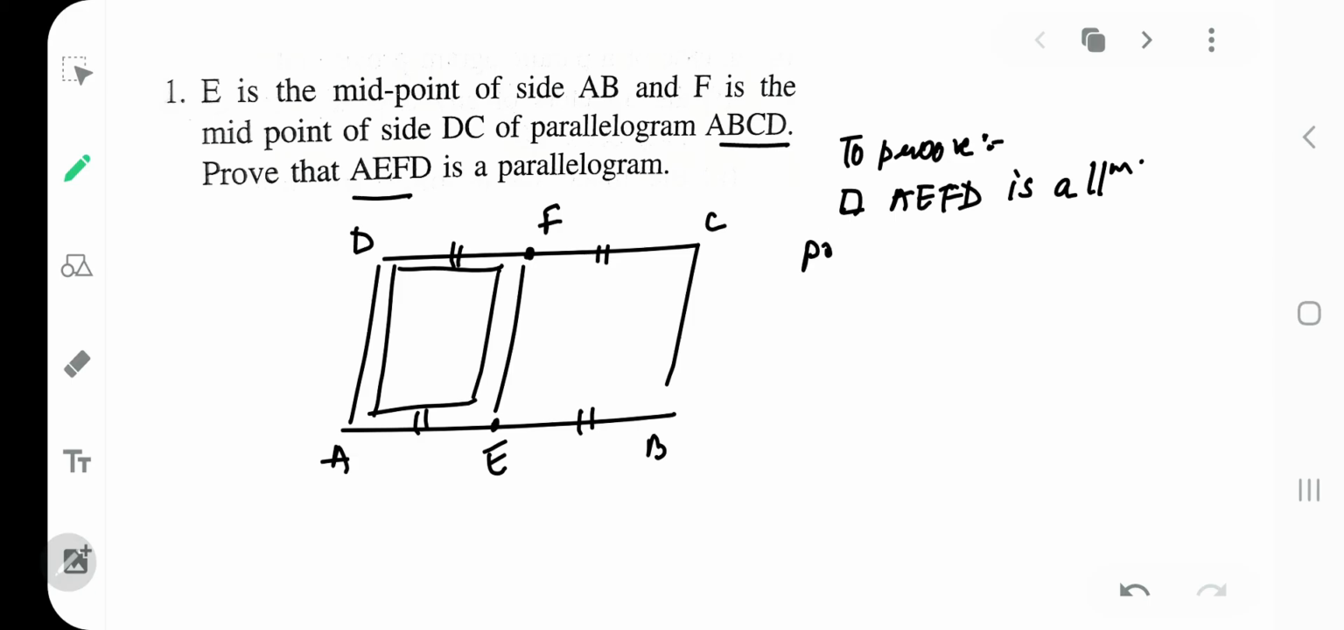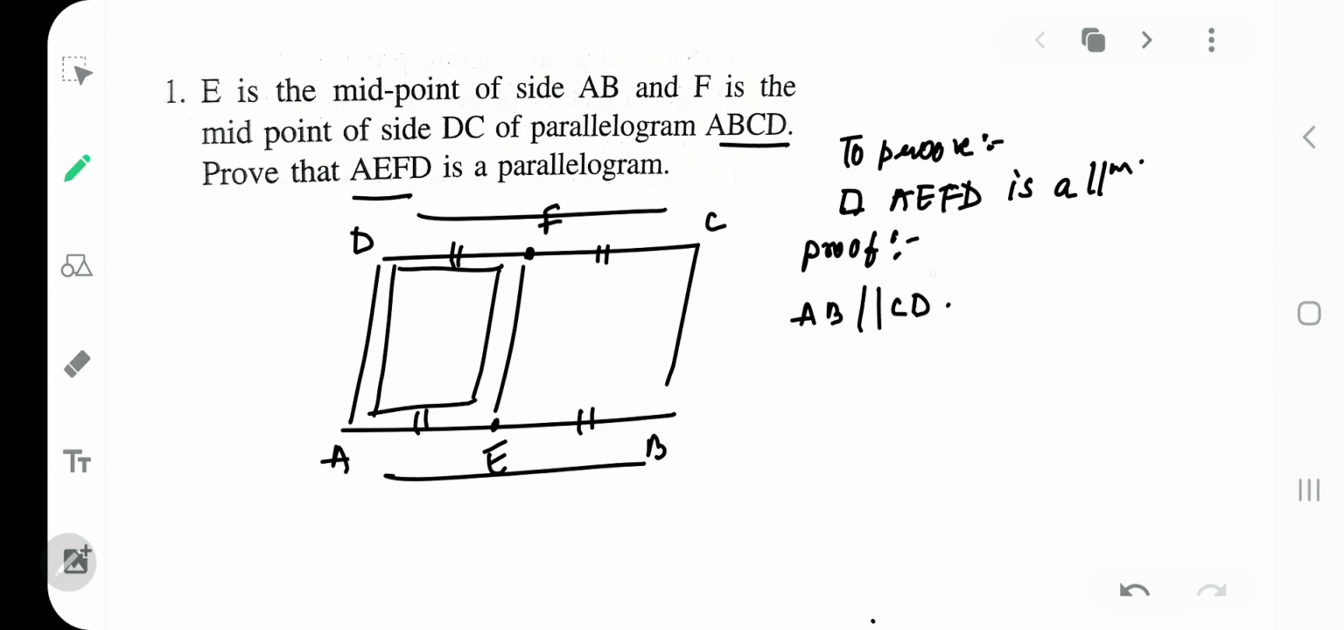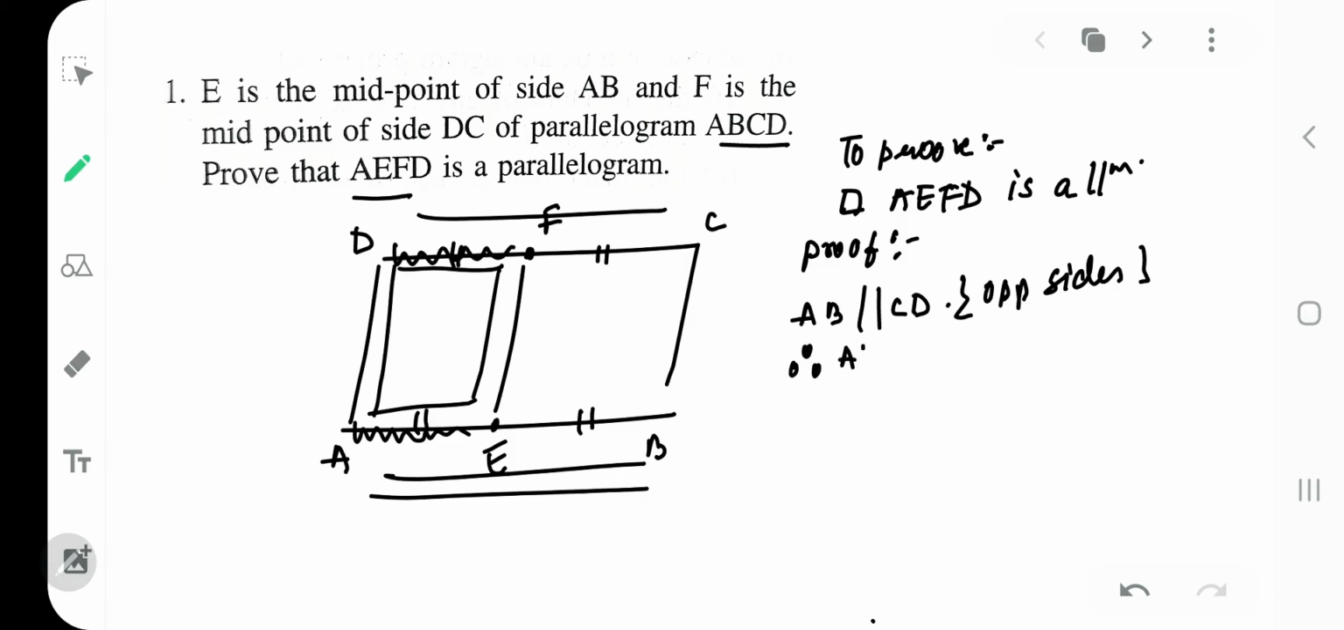Shall we start? How will you write the proof? See, my dear kids, AB is parallel to CD. Can you see that? AB is parallel to CD because they are the opposite sides of a parallelogram, right? Now if entire AB is parallel to CD, the half part AE will be parallel to DF. So I'll write, therefore AE is parallel to DF. This is your first point, okay?